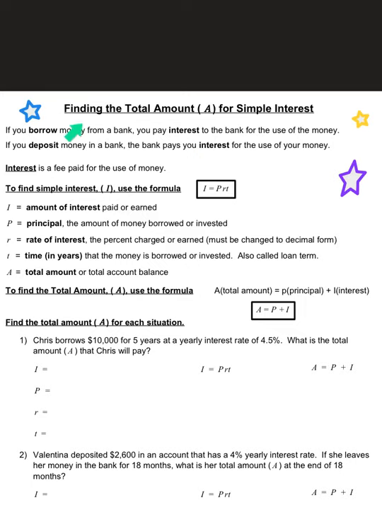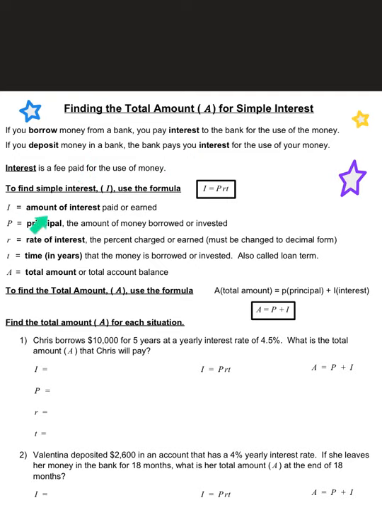Okie dokie, finding the total amount A for simple interest. So continuing on with our simple interest. Reminders of borrowing money from a bank, you pay them interest for borrowing their money. If you deposit money in the bank, they pay you interest because they're using your money. Interest is the extra money that is paid to the bank or paid to you.